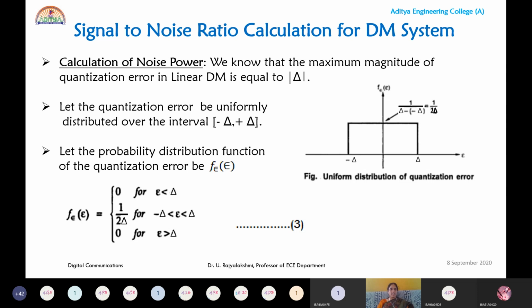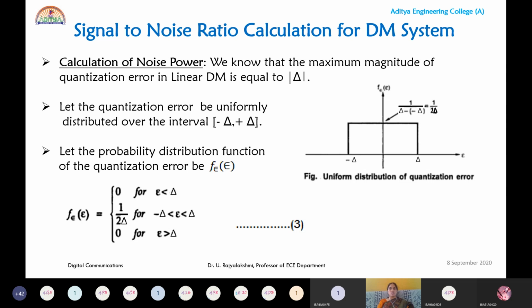for the error range from minus delta to plus delta. Now beyond that range, what is the magnitude? It is 0. There is no error value beyond minus delta to plus delta. So the error ranges only from minus delta to plus delta with a uniform distribution. Our probability distribution function is uniform because the step size is fixed. So we represented the equation f_E(e) as 1 by 2 delta for error ranging from minus delta to plus delta.